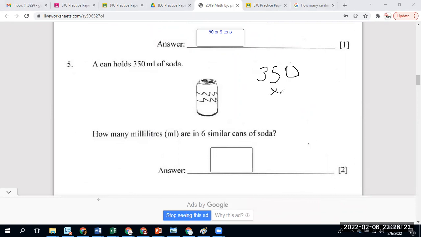6 times 0 gives us 0. 6 times 5 equals 30. Write the 0, carry the 3. 3 times 6 is 18. 18 plus 3 is 21. So our answer is 2,100 milliliters of soda. We'll clear the drawing.